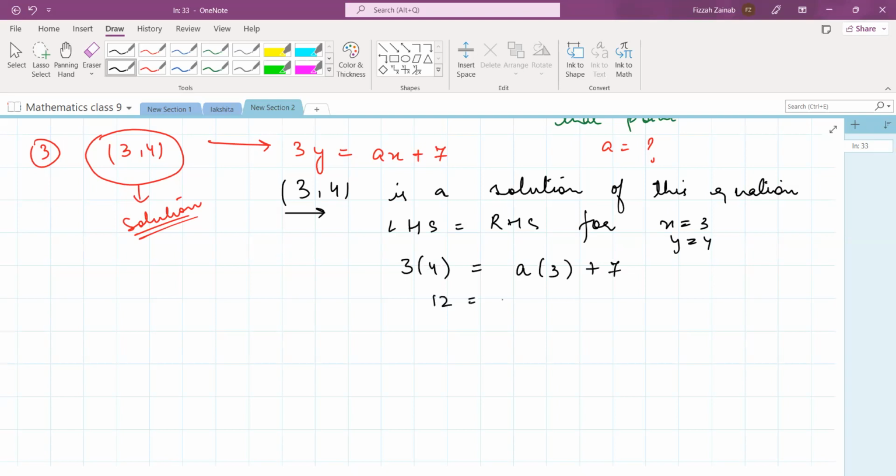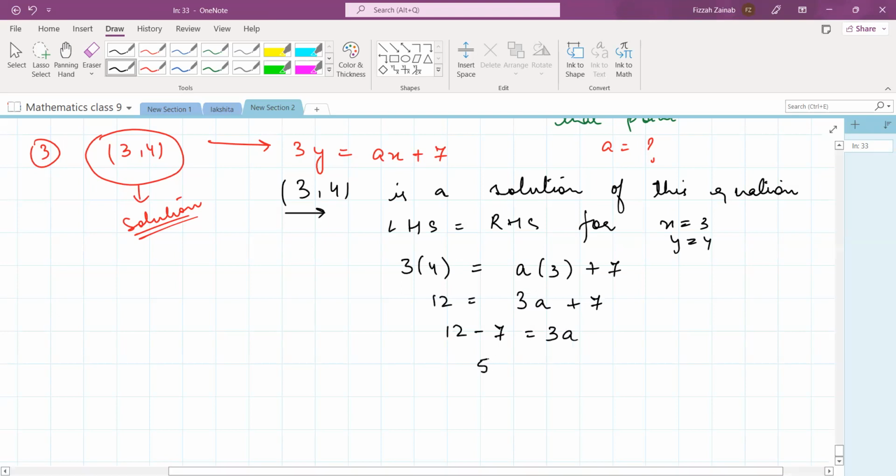So 12 = 3a + 7. So 12 minus 7 = 3a, I'm bringing the 7 here. So 12 minus 7 is 5, equal to 3a. Now you bring this 3 in the denominator. So 5 by 3 is equal to a, or you can say a = 5/3. So that's the answer.